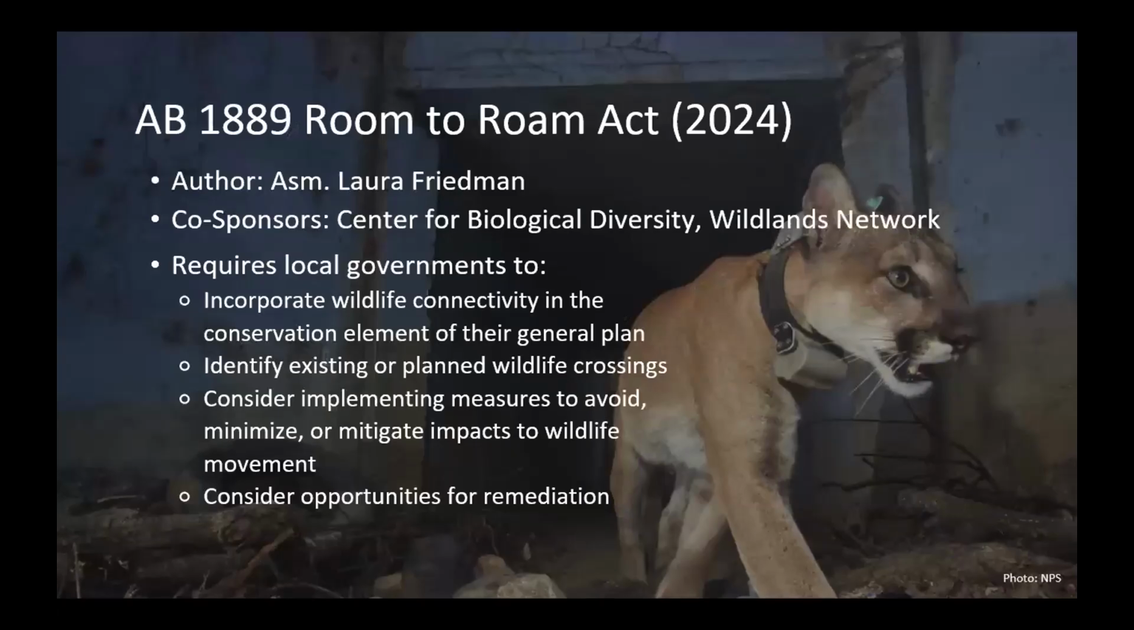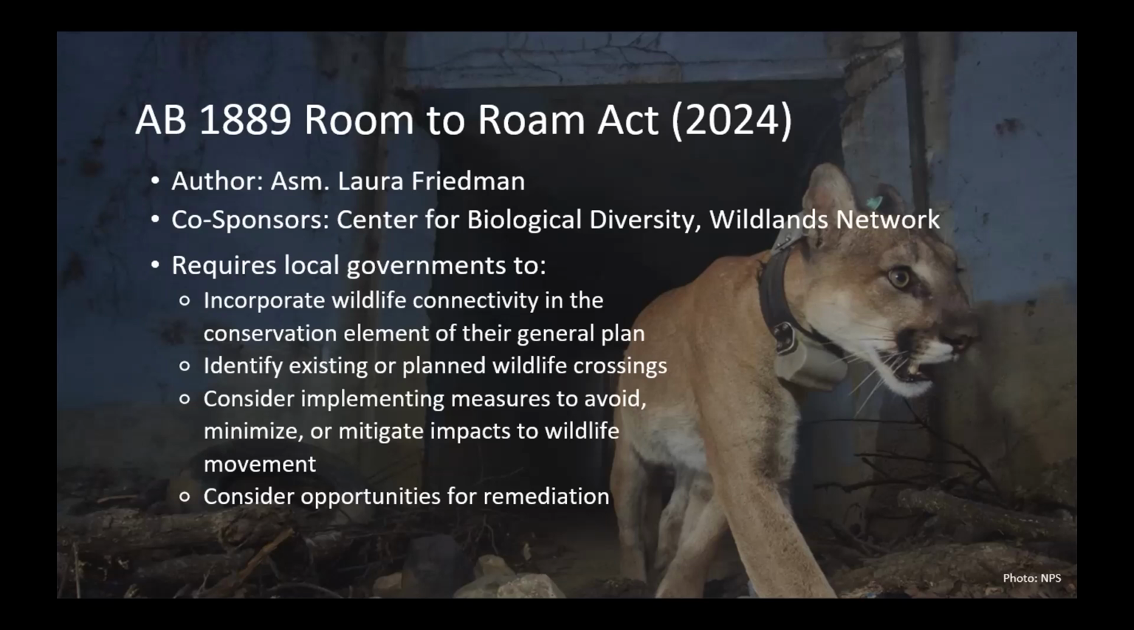So enter AB 1889, the Room to Roam Act. It was passed in 2024. It was authored by former Assembly member Laura Friedman and co-sponsored by us and the Wildlands Network. And it requires local governments to incorporate wildlife connectivity in their general plans, in part by identifying existing or planned wildlife crossings so that we can ensure that there's habitat protected on both sides of those crossings so that they remain functional. And so we really saw this as a natural extension of AB 2344 because we want to make sure that they're going to remain functional over the long term.